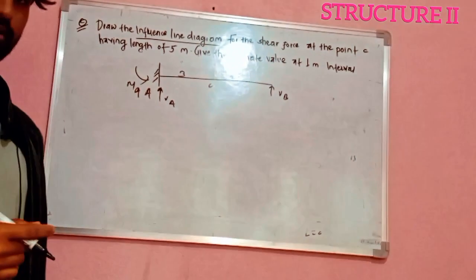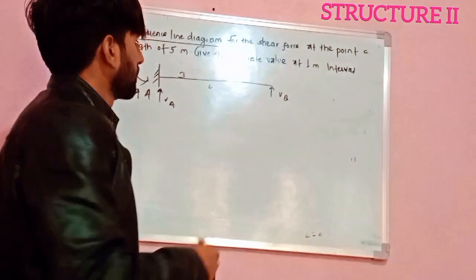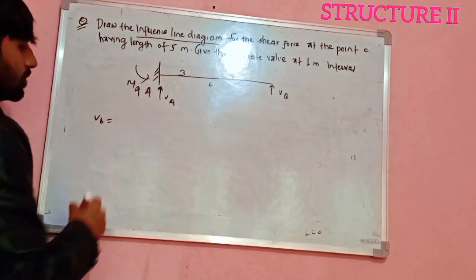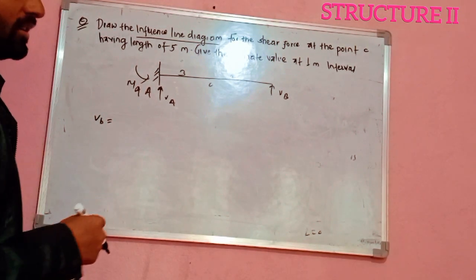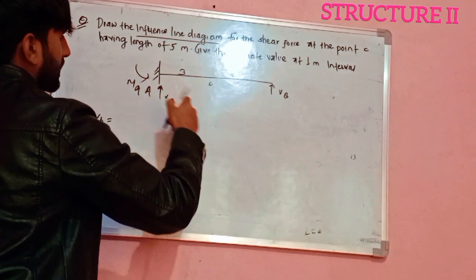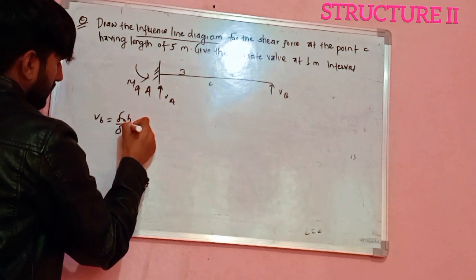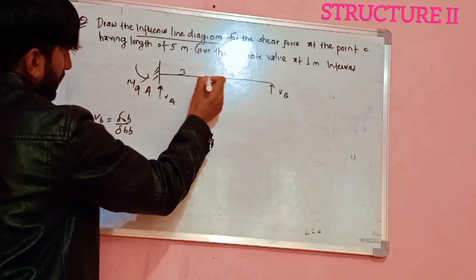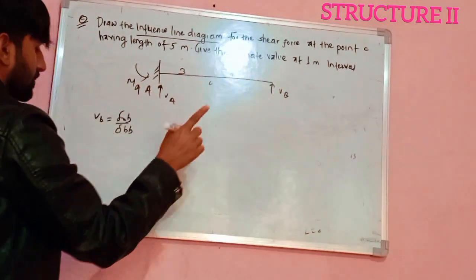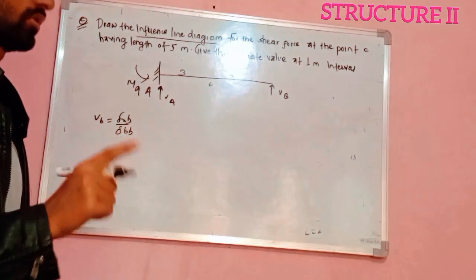And one more thing: to solve this kind of beam or question, you should have the basic idea of the conjugate beam, because the Muller-Breslau principle says that if you want to find the ordinate of the influence line diagram at any point, like I am calculating the ordinate of the ILD due to the reaction at B, that VB becomes delta xb by delta bb, that is, the deflection at point C due to the reaction force at B, divided by the deflection at B due to the reaction at B, or due to the force at B.